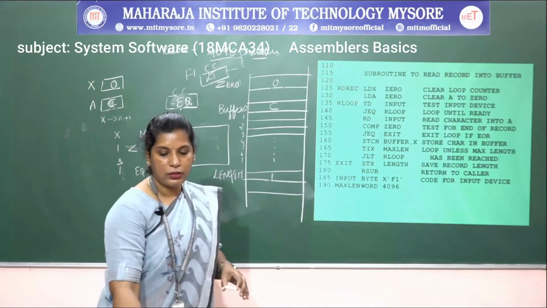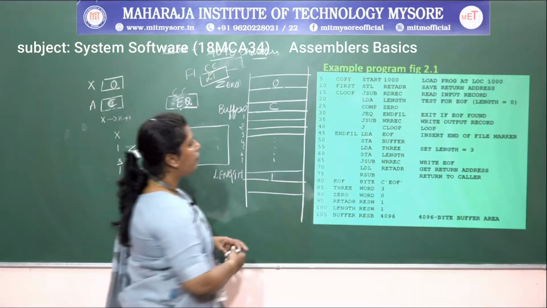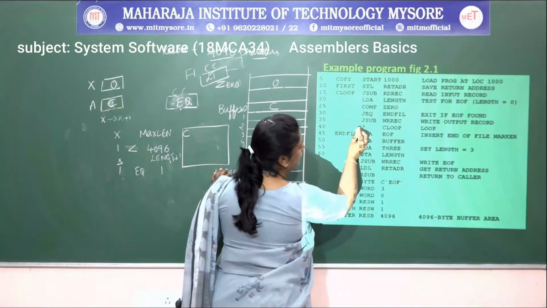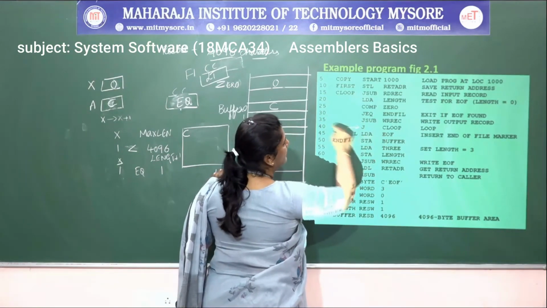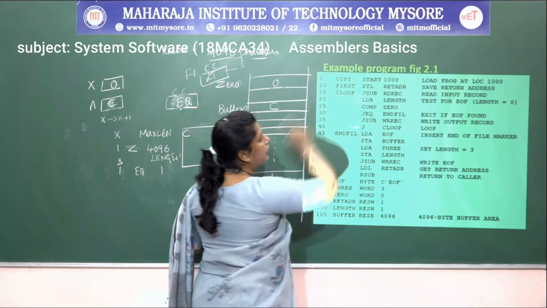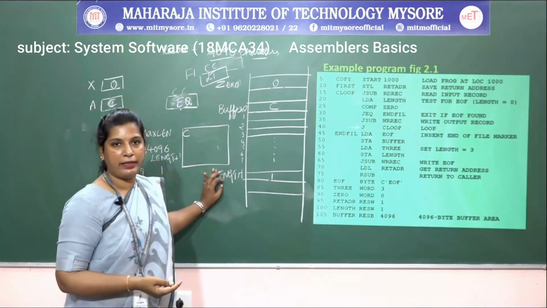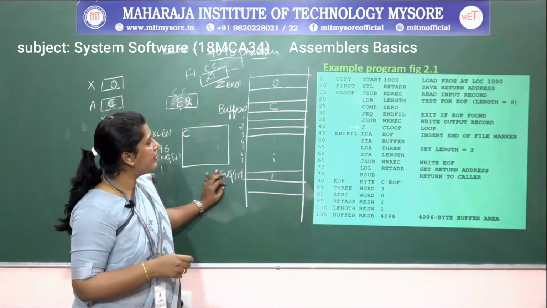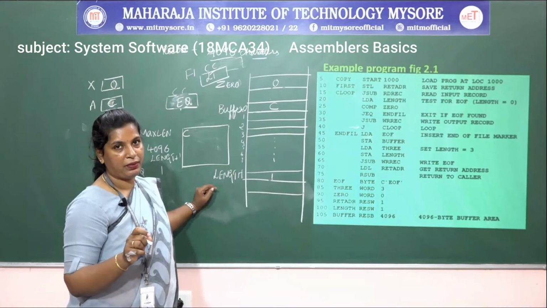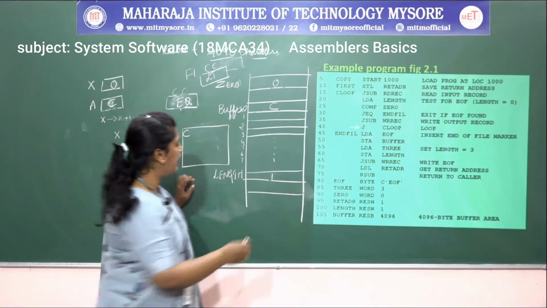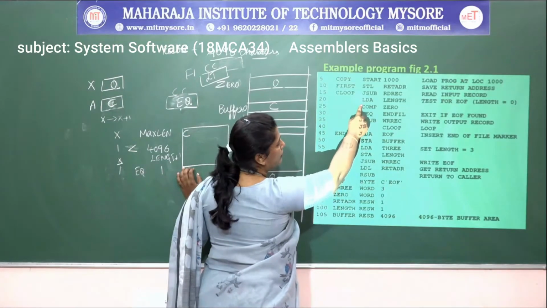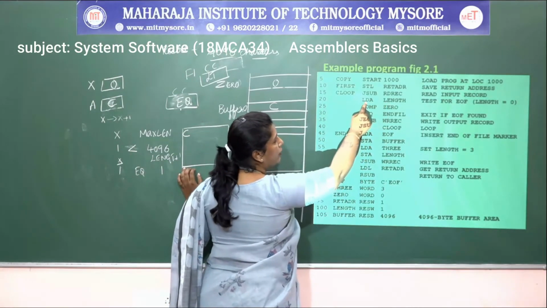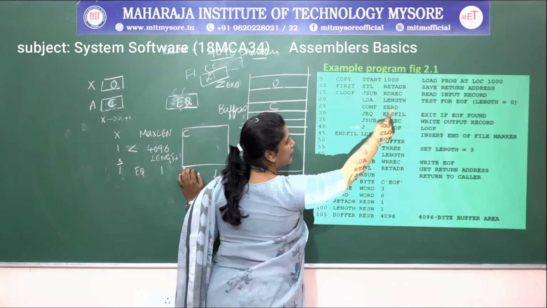Return subroutine means it resumes from where it was called. Then again jump to C loop, to read one more record from the input device. If the second record is of length 0, the length is stored here, and it resumes back to this point. Load the accumulator with the length. The accumulator value is 0, and it is compared with 0.